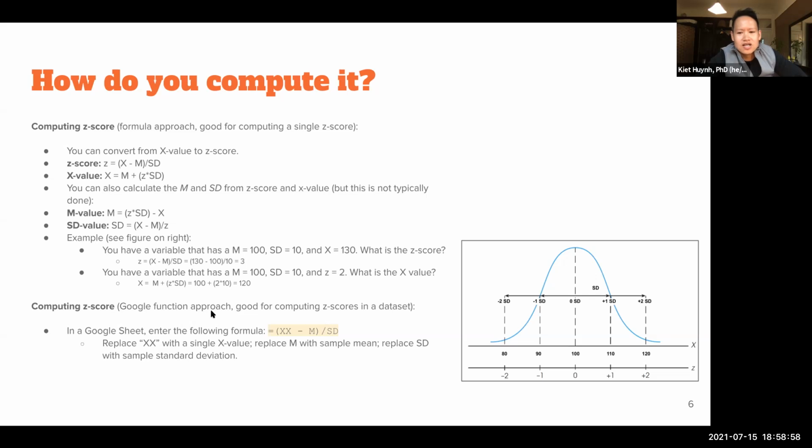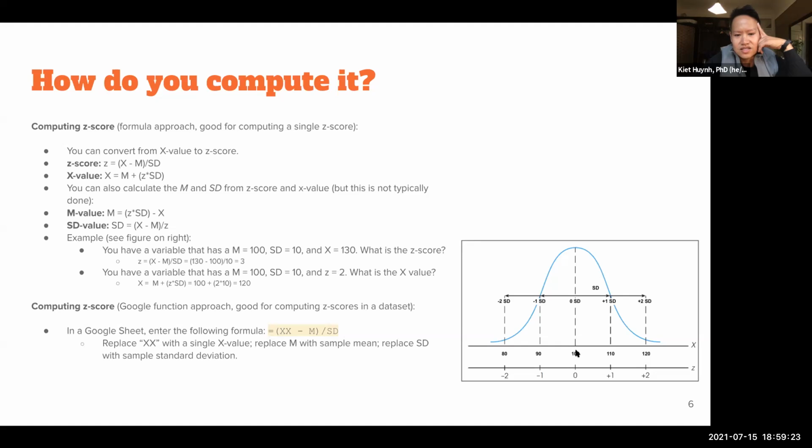Okay. So we just learned how to compute a Z-score for a single value. In this case, the mean is 100, the standard deviation is 10, and you want to know what the Z-score is if you have an X value of 130. So let's look at this.